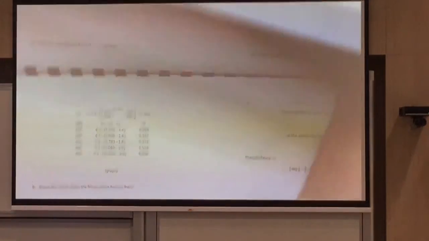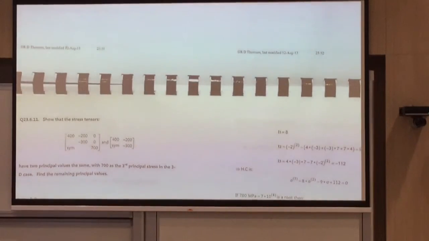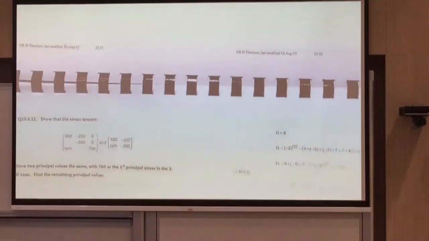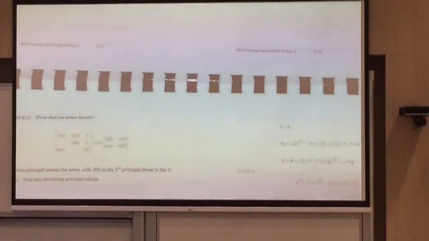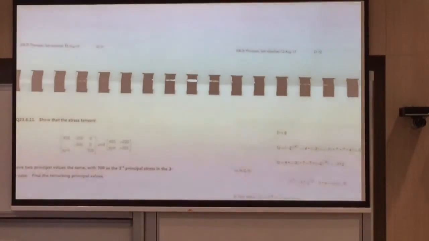23, 24, 25, 29. So 23, elasticity; 24, finite element, and pressure vessels. 24 includes pressure vessels, but I don't know why it's included there. It should be separate. But yeah, 23: stress and strain, principal stresses, principal strain, failure criteria, and so on. 24: finite element, 2D. You also have pressure vessels, thin wall and thick wall.